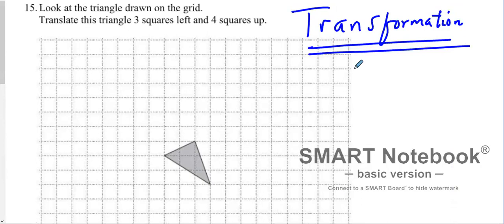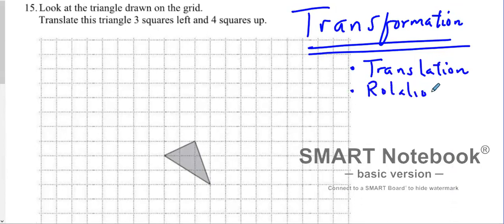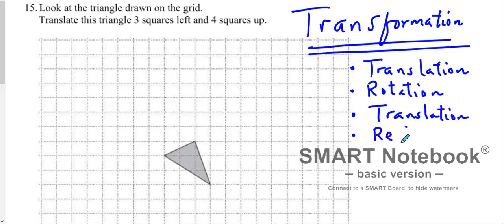Now, under transformation, we'll be talking about translation, rotation, reflection, and also enlargement. So each category here has its own corresponding qualities. Now let us start with this question number 15.